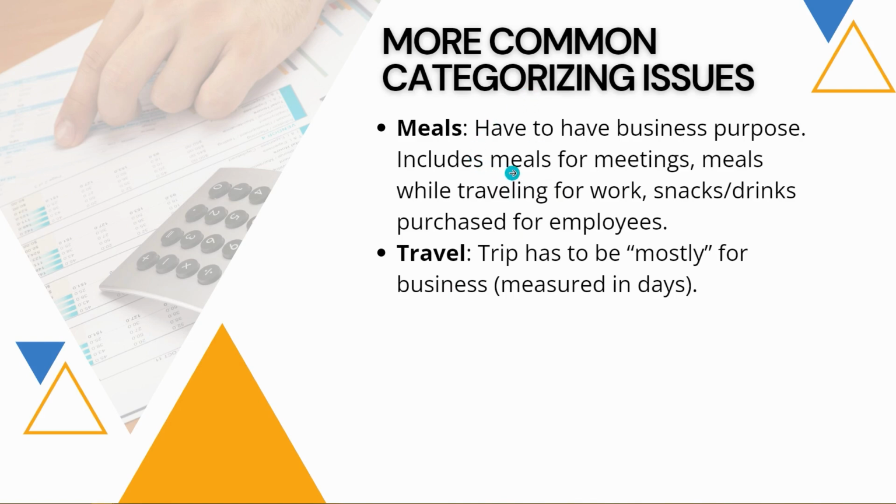So some common situations where the meals are included as a deduction: you have meals for meetings, meals while traveling for work, or snacks or drinks or things like that you purchase for employees. Like, let's say you buy Pringles for the office or something like that, or donuts for the office. So all of those types of things are meals that you can deduct on your tax return.